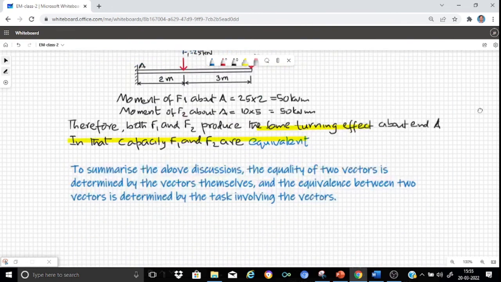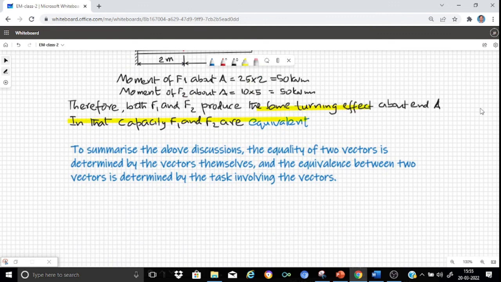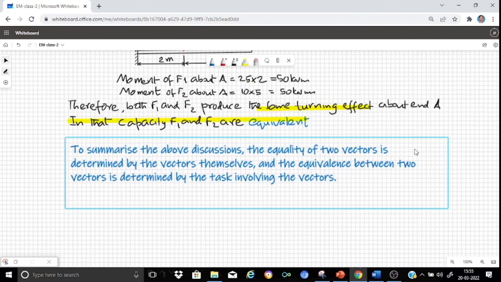Okay, so to summarize our discussion on equal vectors and equivalence, it can be stated that the equality of two vectors is determined by the vectors themselves. That is very important. Whereas the equivalence between two vectors is determined by the task involving the vectors. By the term task, I mean what kind of effect we are going to study in order to check the equivalence of the two vectors.